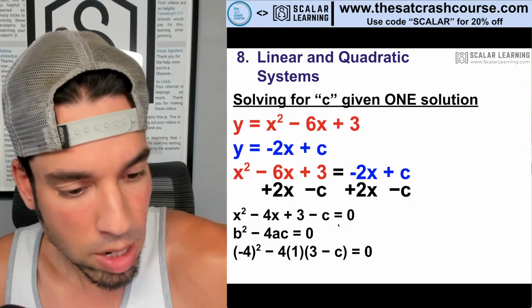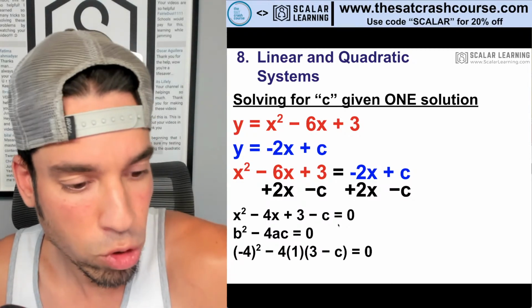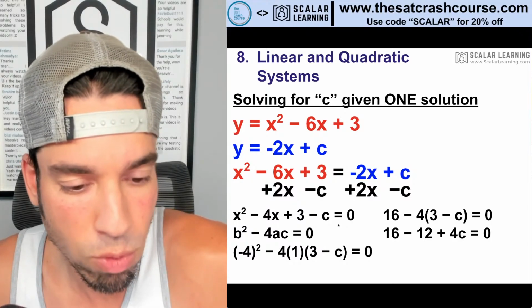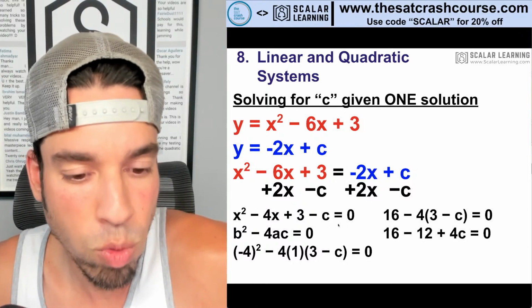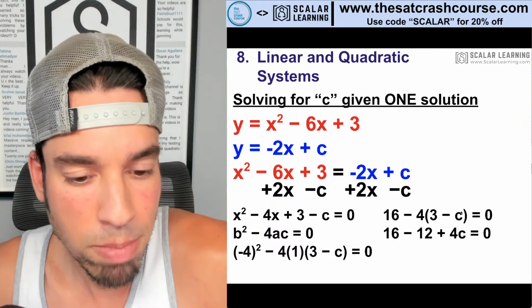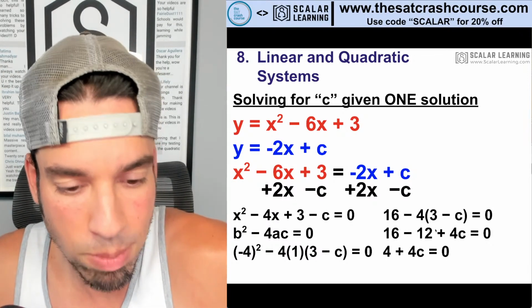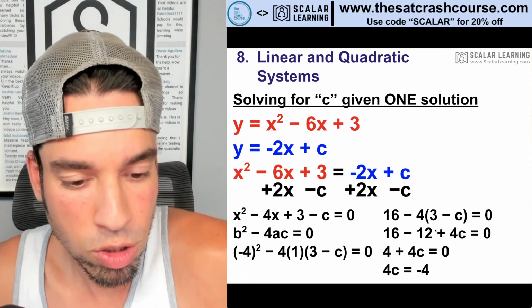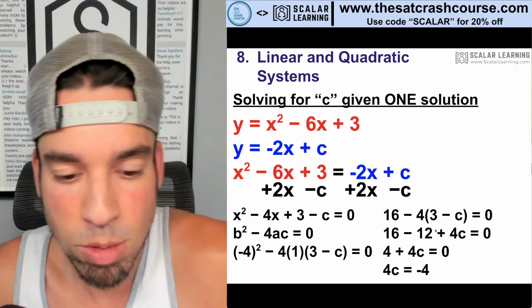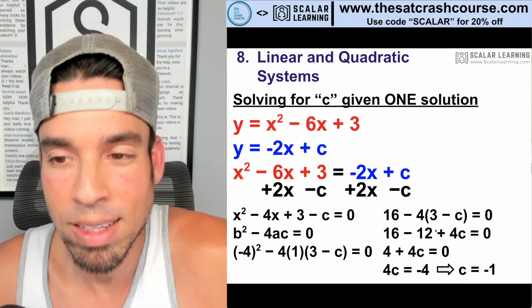All right, so now we have this. Negative 4 squared is 16, and then we've got minus 4 times 3 minus C. Let's distribute that negative 4. So we get 16 minus 12 plus 4C because the negatives cancel out. Now, as we combine like terms, 16 minus 12 is 4. 4 plus 4c equals 0, subtract 4 from both sides. 4c equals negative 4. Divide both sides by 4, and we get c equals negative 1.